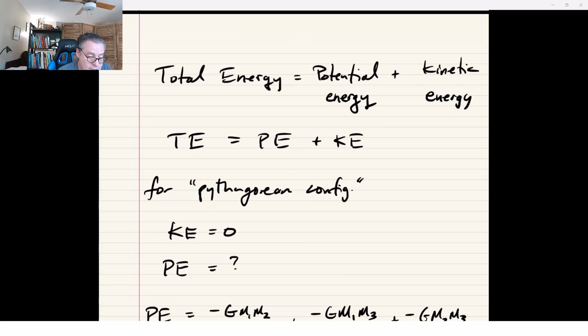And then also I could very quickly calculate the total energy as the sum of the potential and kinetic energies. And in the Pythagorean configuration, it's really easy to calculate each of those. In the initial conditions in this configuration, I'll have a 0 initial velocity. So I'm placing all three bodies on the corners of a triangle with 0 initial velocity. So my kinetic energy starts off at 0.